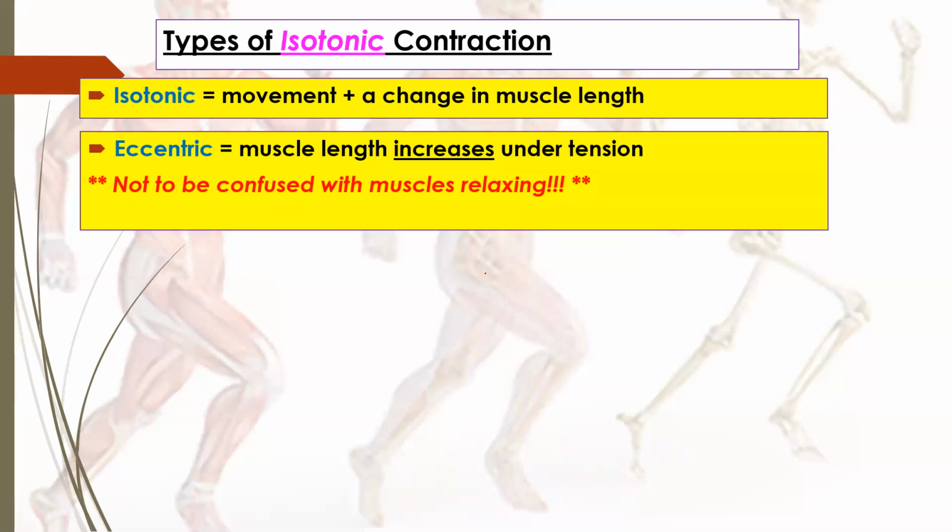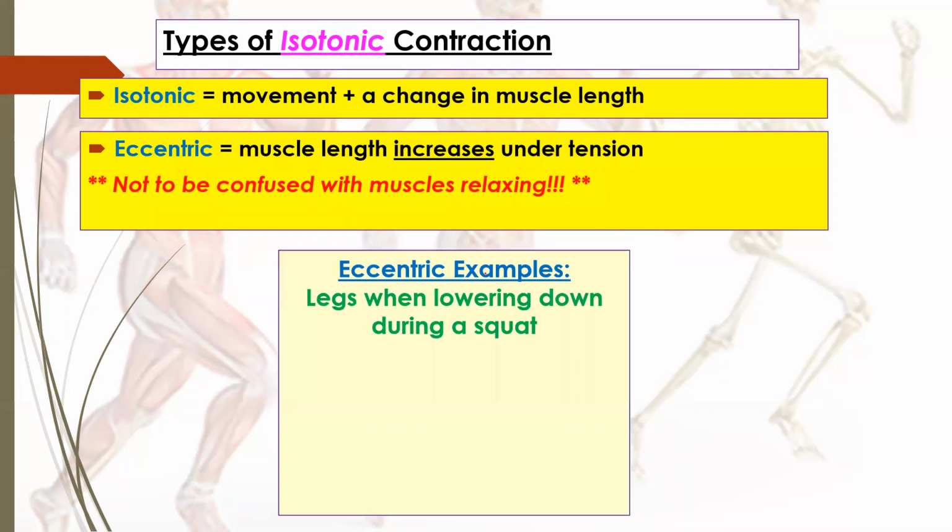Now, that is where the muscle length increases under tension. This is sometimes confused with people just thinking that the opposite of concentric is shortening and contracting, eccentric must be to do with relaxation. That's not the case. Eccentric is still working, but the muscle length increases under tension. And there's a key rule that we're going to try and establish here that will help you decide during any sporting example whether it's concentric or eccentric.